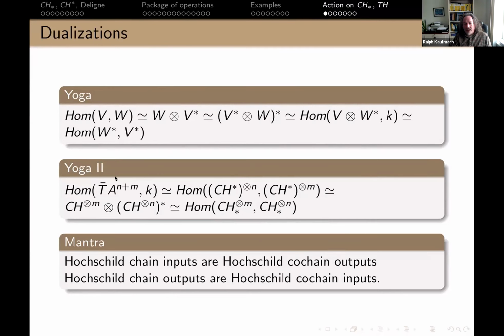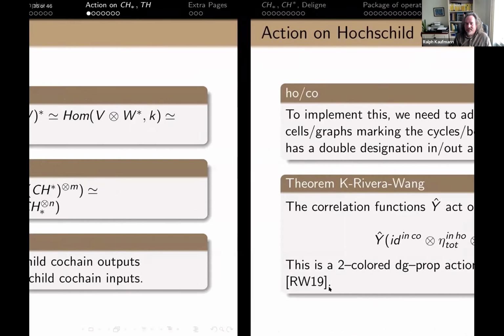So then the idea is, it all comes from this tensor algebra. Then the mantra becomes: Hochschild chain inputs are Hochschild cochain outputs, because I can put them on the other side. And Hochschild chain outputs are Hochschild cochain inputs. And the difference between inputs and outputs was that I used this eta tot map, where I put the ones. So I put them on the inputs, on the outputs. So for cochains outputs, for chains inputs. It's weird, but it works.